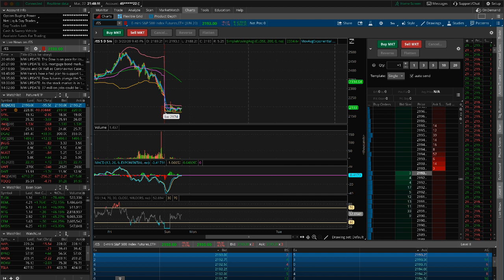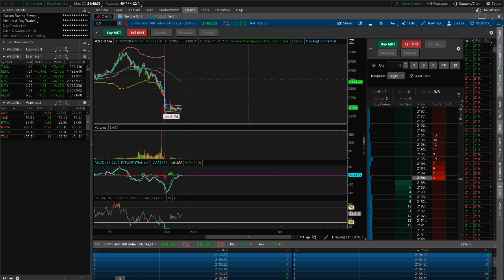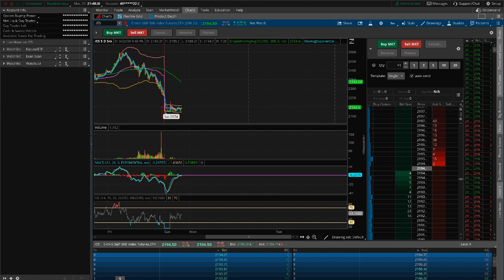So let's just go through the basics of TOS again. This is how I have it set up. You do not have to have it set up like this, but obviously, if I teach you the ways, you can personalize it as you wish afterwards. On my left here, I have four different widgets.